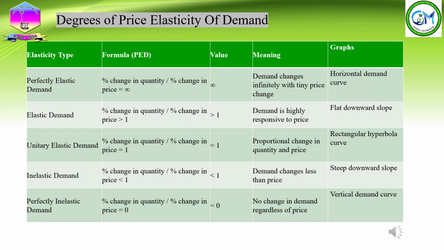Unitary elastic demand. It is said to be unitary elastic when a given proportionate change in price brings about an equal proportionate change in quantity demanded. So price and demand change in equal manner. Numerically it is expressed as ED equal to 1. The value is 1 and the curve is a rectangular hyperbola.